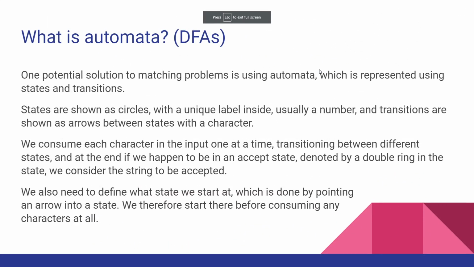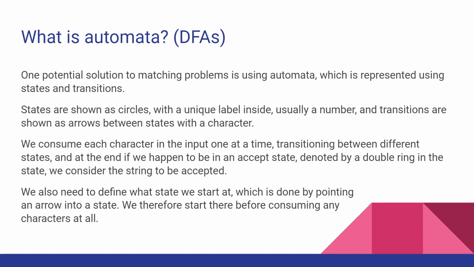Okay, what is automata? And I'm going to introduce this through the concept of DFAs, because it's the simplest way to understand. So one potential solution to the matching problem, so we're looking at matching problems here, is using automata, which is represented using states and transitions. States are shown as circles, which have a unique label inside. The label can be anything, it's usually a number though. And usually we put states next to each other with increasing numbers like 1, 2, 3, because it's just easy to understand and talk about.